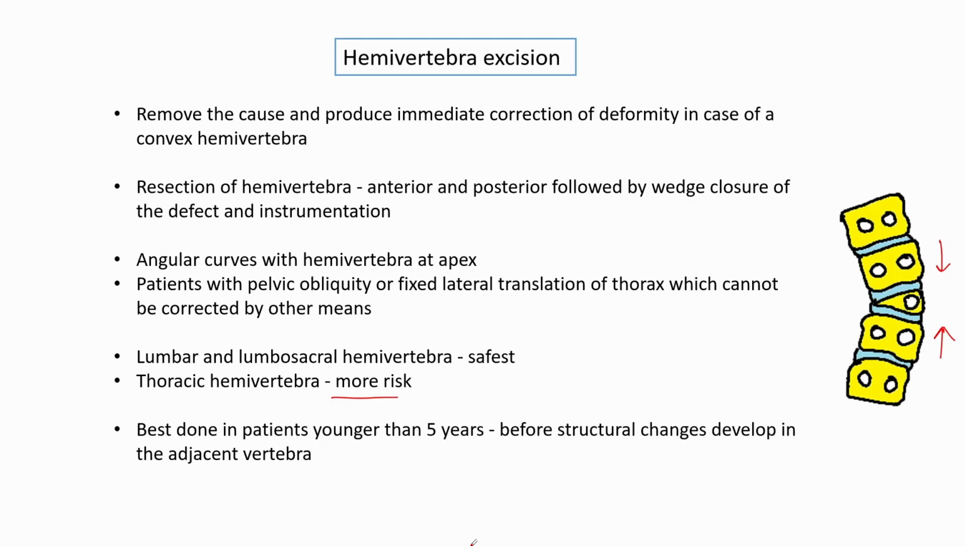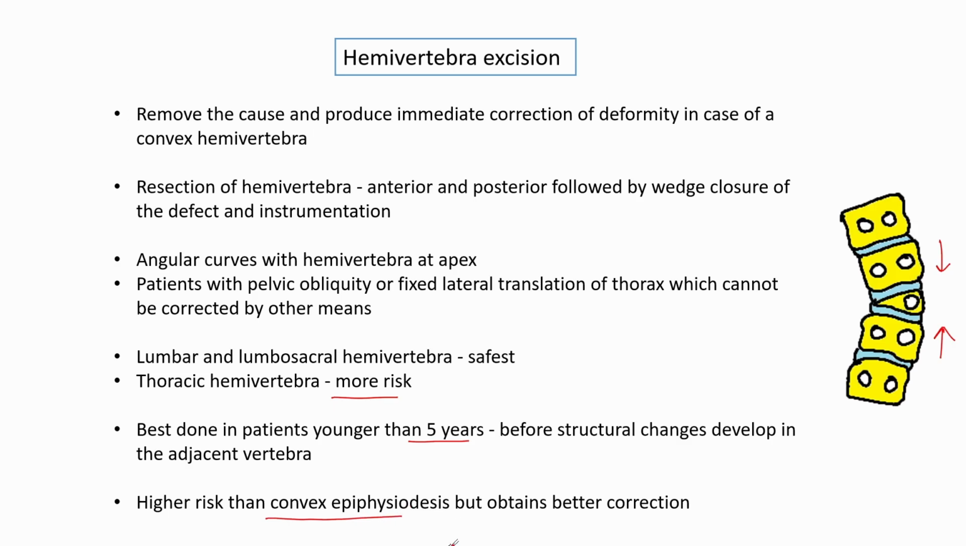It is best done in patients younger than 5 years before structural changes develop in the adjacent vertebra. Hemivertebra excision has a higher risk than the previous procedure, that is convex epiphysiodesis, but obtains a better correction.